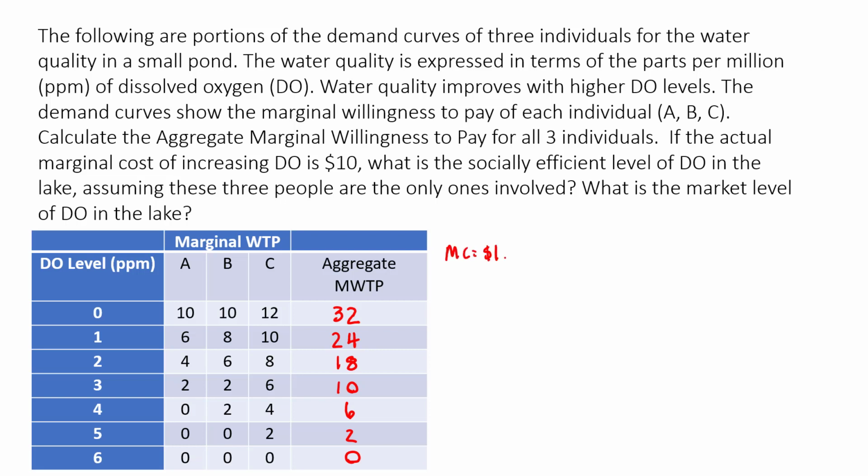So again, the socially efficient amount is where the aggregate marginal willingness to pay is equal to the marginal cost. That's like saying the marginal benefit to the community is equal to the marginal cost to the community, right? And so that happens right here, where marginal aggregate willingness to pay is 10. So the socially efficient level of dissolved oxygen that we should see in the water is 3 units. So again, this is what we call the socially efficient amount, or socially optimal level.